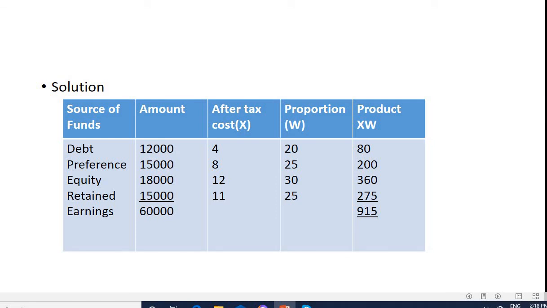We have calculated weights and we know the cost. We need to multiply for the last column. 4 into 20 is 80. 8 into 25 is 200. 12 into 30 is 360. 11 into 25 is 275. The total product is 950.